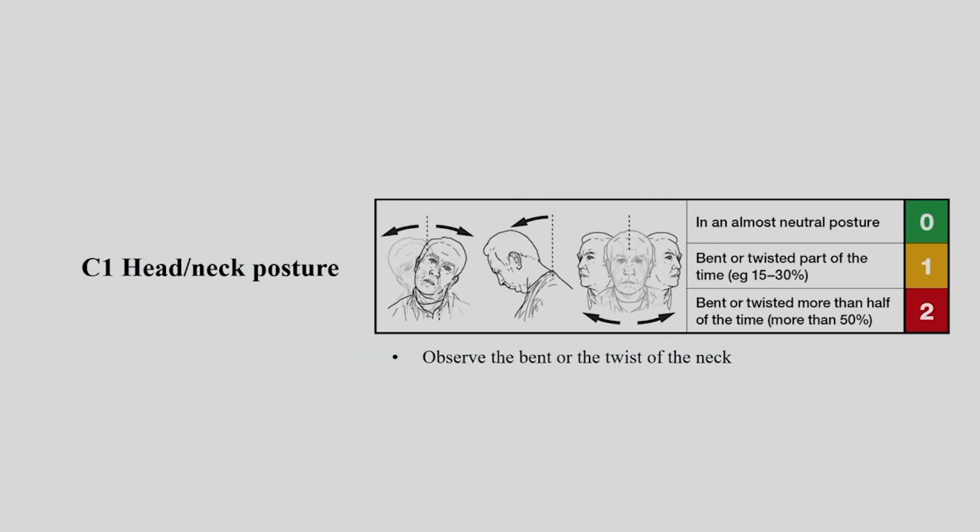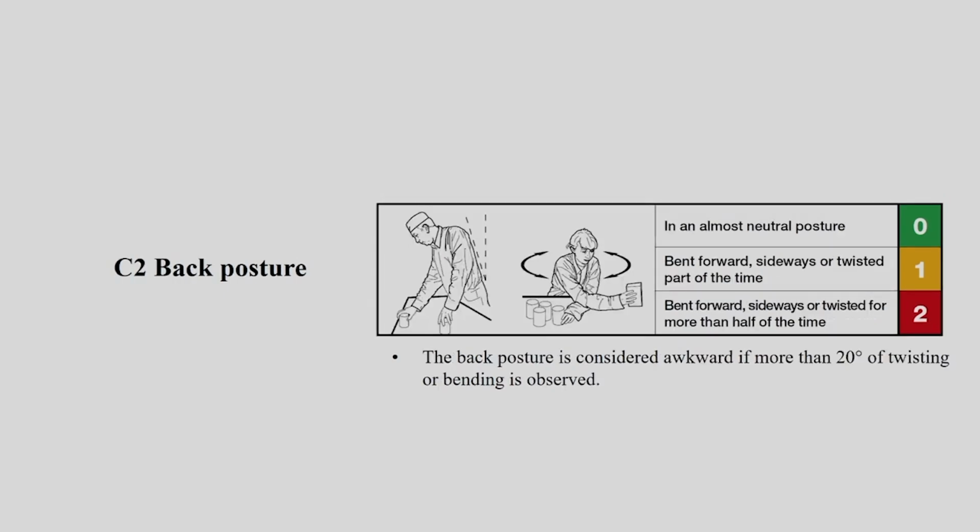Now, awkward posture, for your head and neck and also for the trunk. You can see the description from the photograph: in an almost natural or neutral posture, then it is 0; bent or twisted part of the time, then it is 1; and bent or twisted more than half of the time, then it is 2. For the back, a similar kind of definition applies, and you can see how it is described.